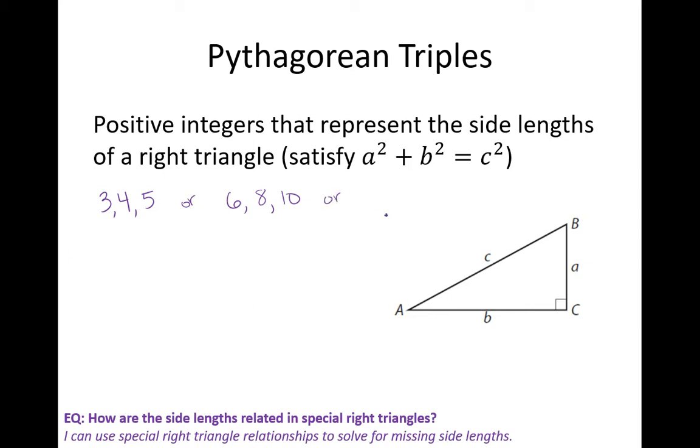You could choose any numbers you want. I could multiply them all by 5. 3 times 5 is 15. 4 times 5 is 20. And 5 times 5 is 25. So I could have a triangle that's 15, 20, 25.